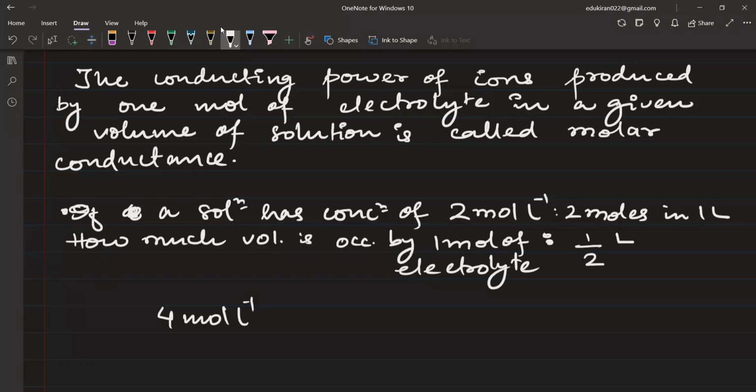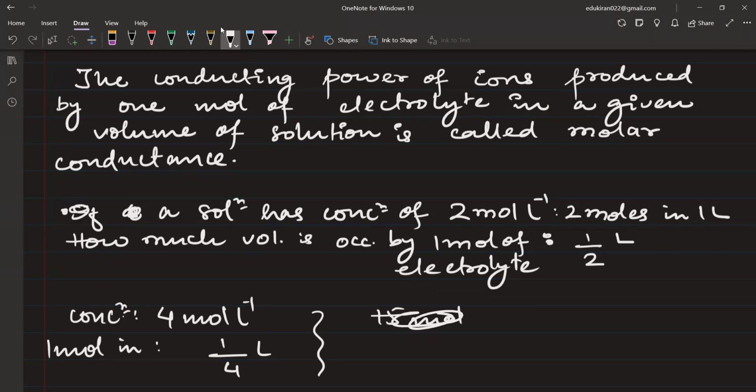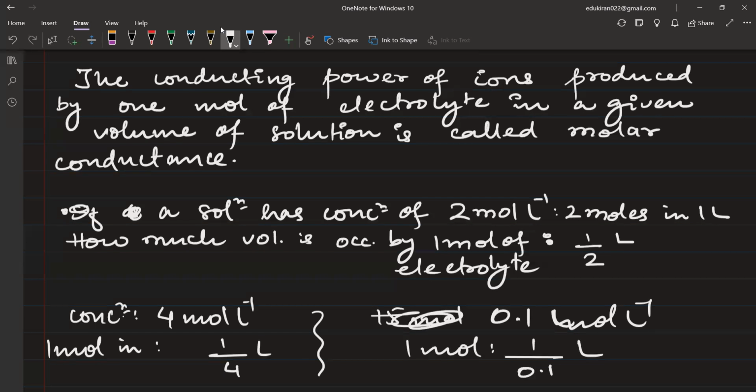Okay, if I say, for example, let us suppose 4 moles per liter, what is the concentration of the solution? 4 moles per liter. So 1 mole will be in how many liters? 1/4. Yes or no? Is it correct? All of you, do you agree with this, yes or no? Yes sir, yes. Similarly, if I have, let us say, 15 moles per liter, or let's say 0.1 moles per liter, then 1 mole will be in how much? It will be in 1/0.1 liters. Yes or no? Is it correct?